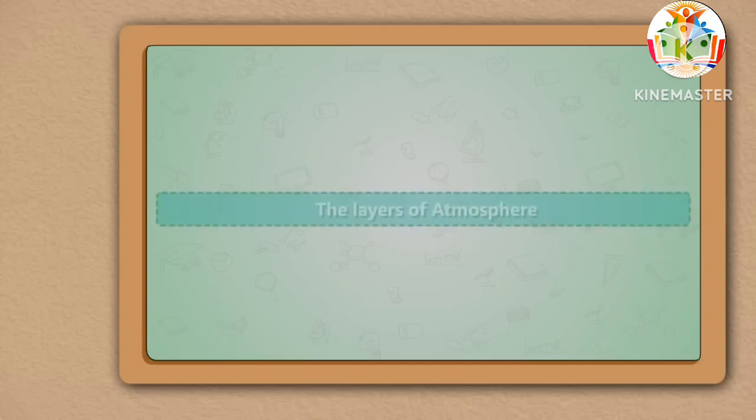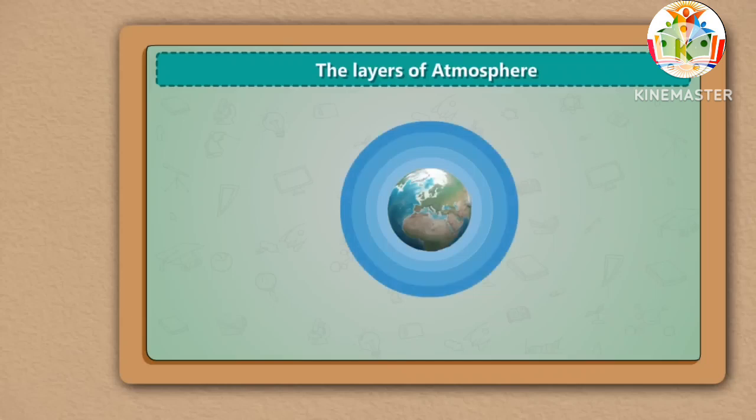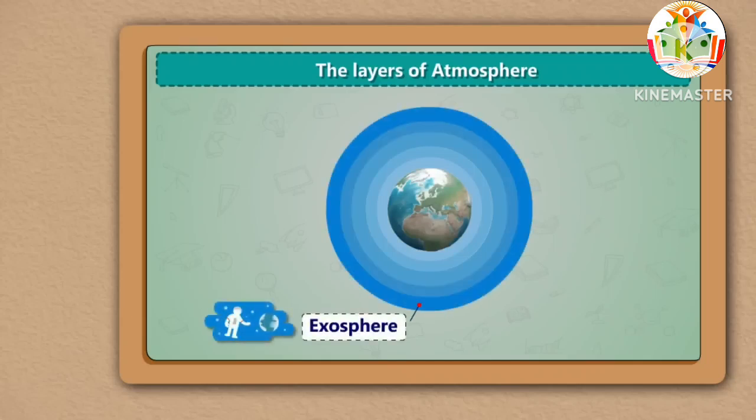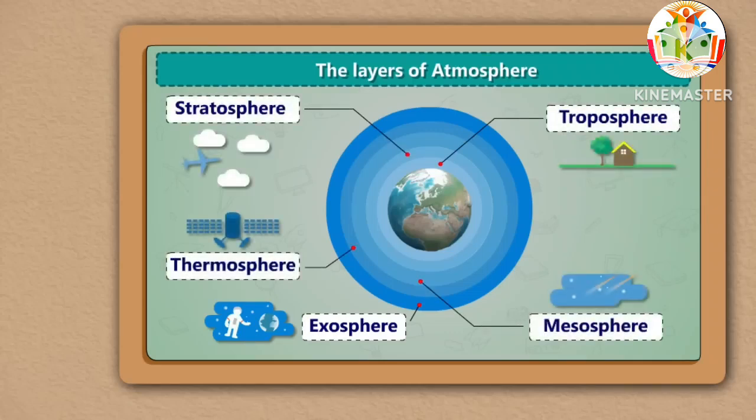Today's lesson is layers of atmosphere. Earth's atmosphere can be divided into 5 main layers, excluding the exosphere. The atmosphere has 4 primary layers, which are the troposphere, stratosphere, mesosphere, and thermosphere.